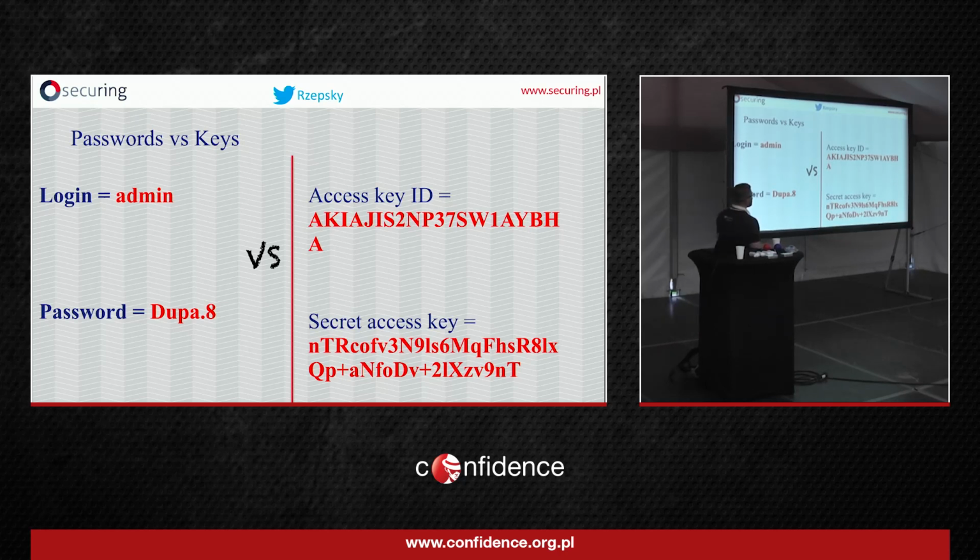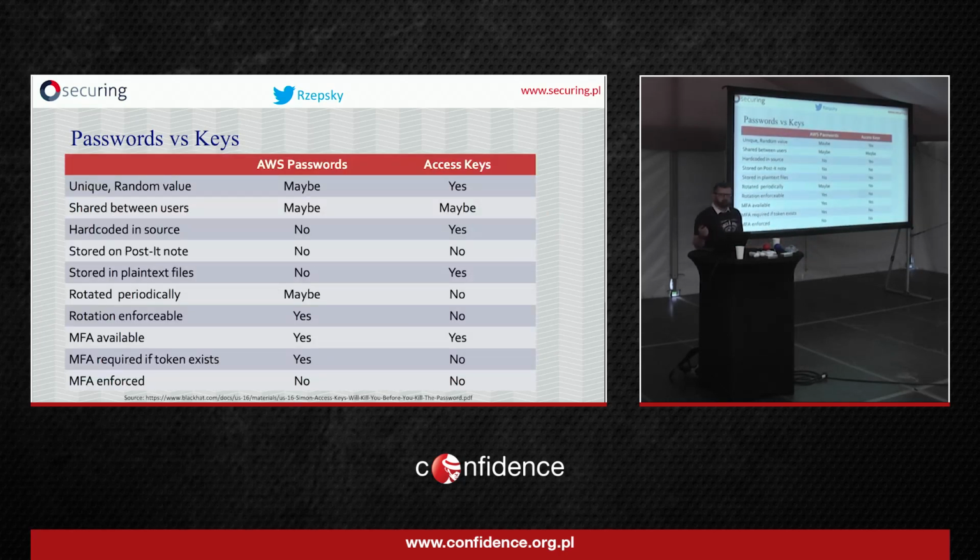First of all, the access key ID is actually the same as a login. However, it is a random string. And the secret access key is a password. However, it is an even longer random string. So there is no big difference at first glance.